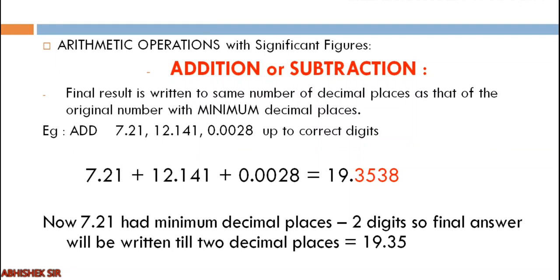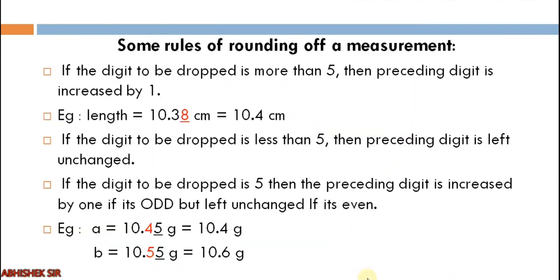Next, now these were all the rules that we have studied, they were related to specific numbers. One measurement will be there and we are applying the rule. Suppose if we go back here, the length was only one measurement, that is 10.38, and then we applied the rule and it became 10.4, right?